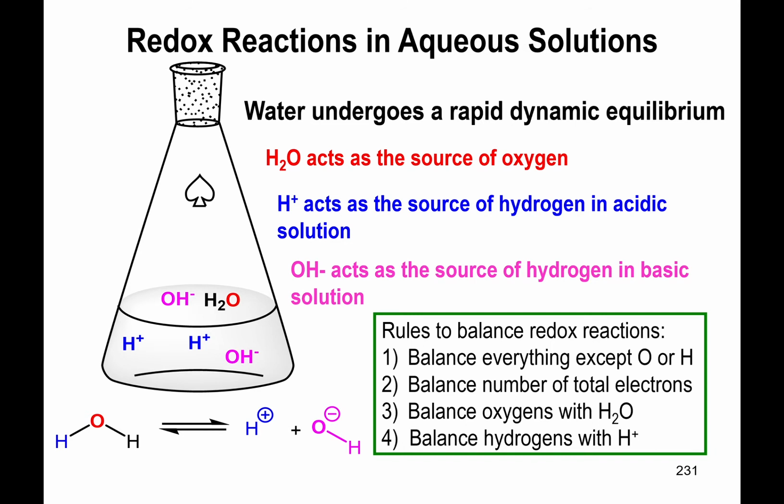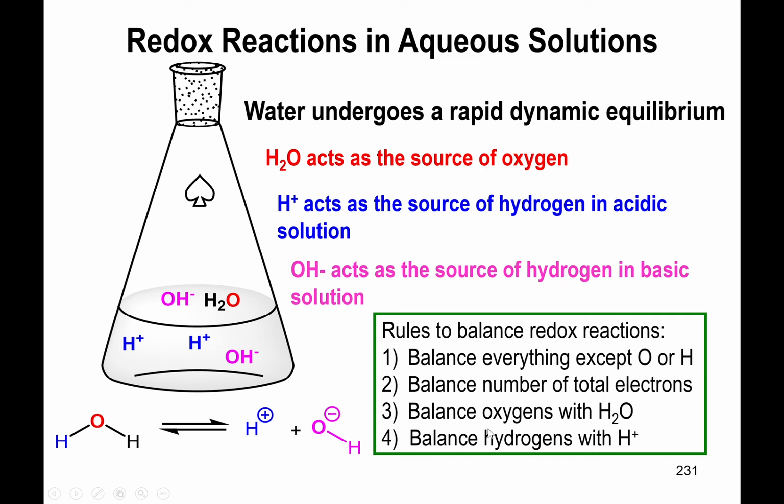The actual rules are depicted here in the green box. We have to follow a set of steps, and the steps that we're going to be following are known as the direct method of balancing redox reactions. In the first step, we're going to balance anything and everything that is not oxygen or hydrogen. Once that's done, we balance the total number of electrons, and that will be the biggest step in this process, as you'll find out.